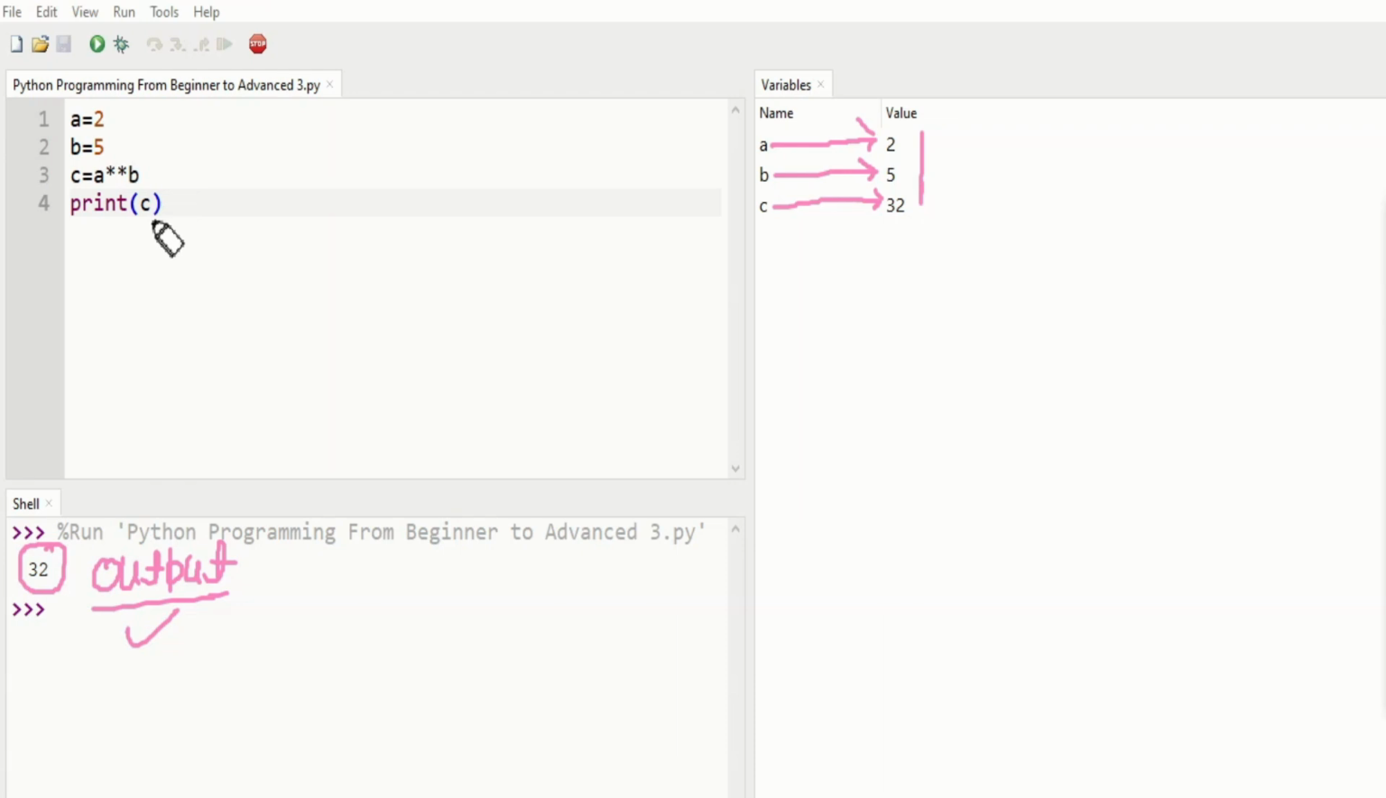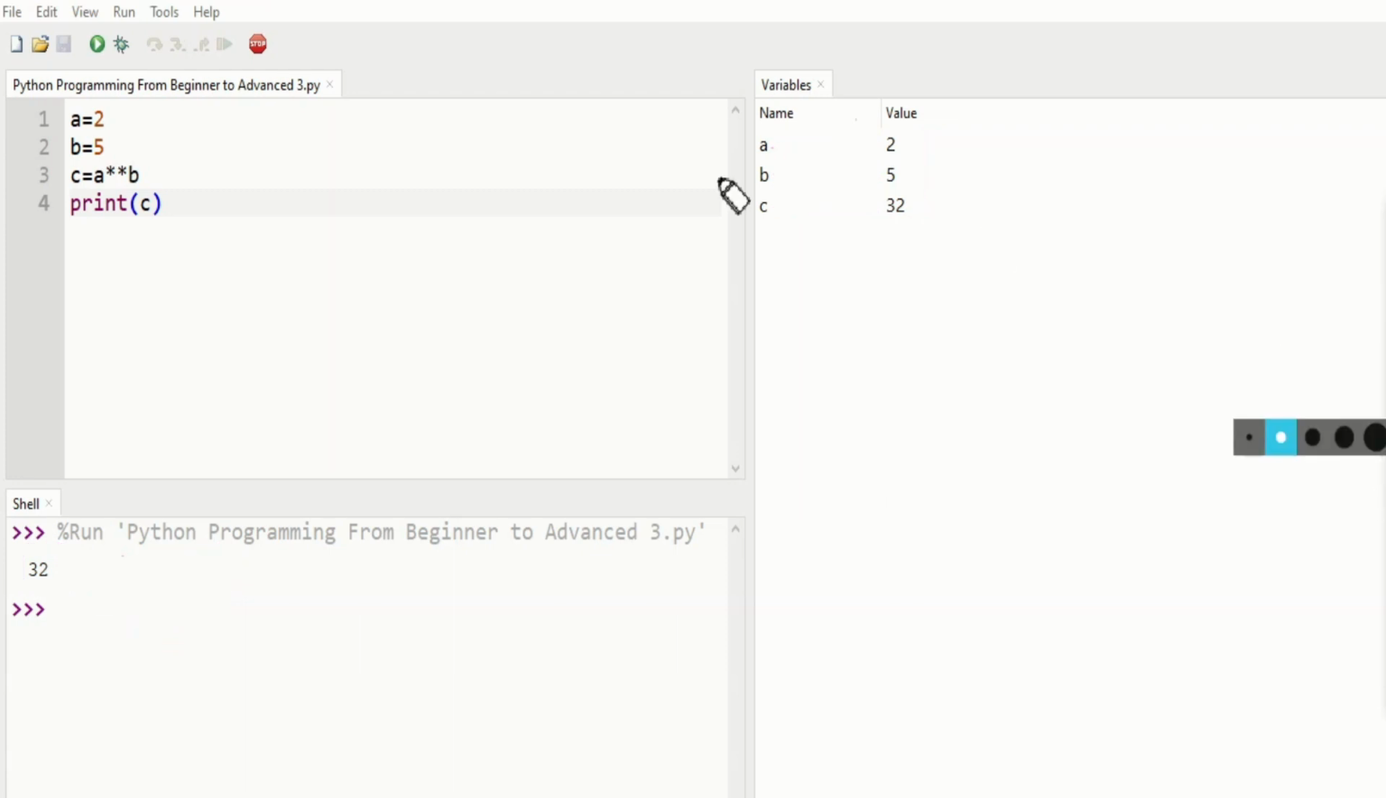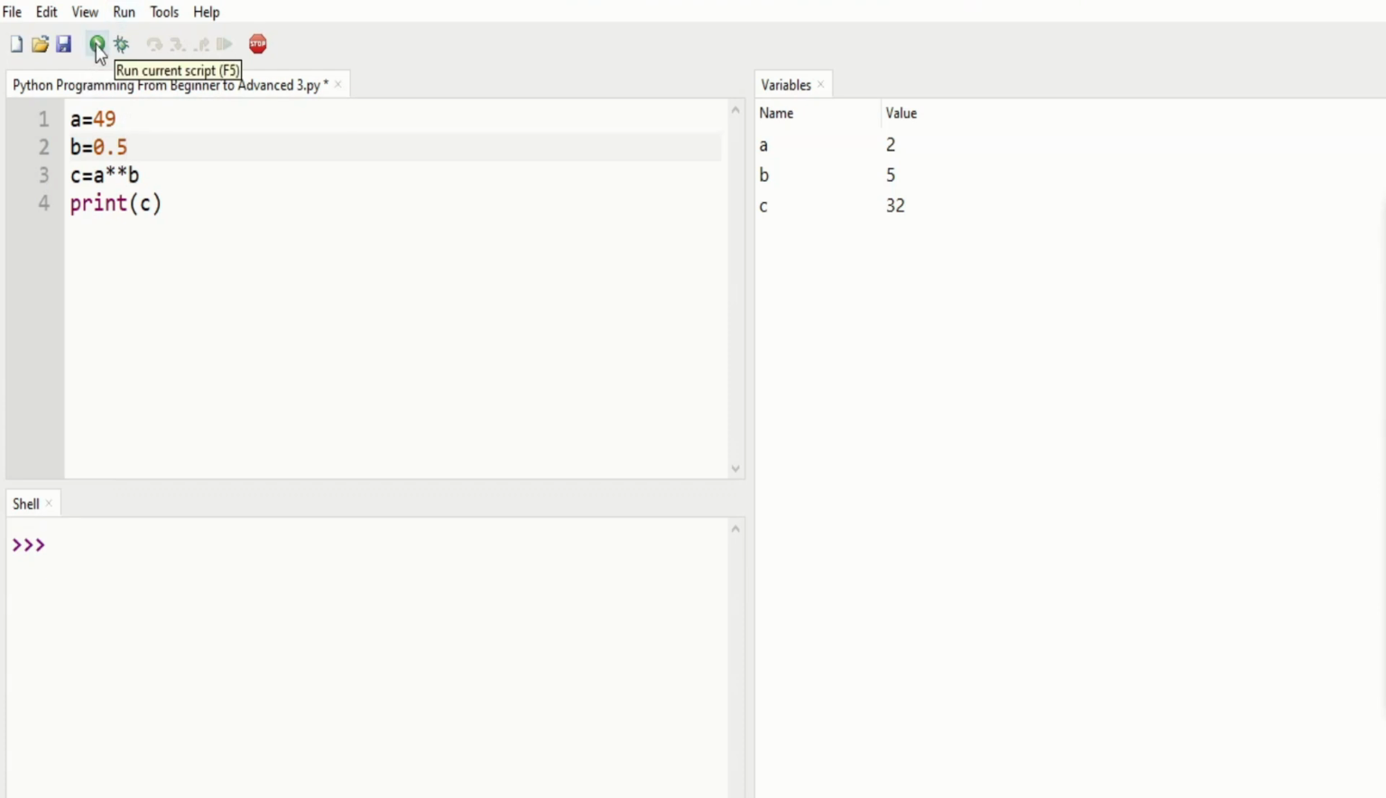Now let us see another example where I am just going to change the value of a and b. Instead of 2, I am taking 49, and instead of 5, I am going to take 0.5. It means almost the square root of 49, that means almost equal to 7. I am saying almost 7 because sometimes it does not come as that exact value. Now let us see that. So 7 is coming. Sometimes it does not come. If it is coming, that's very nice.